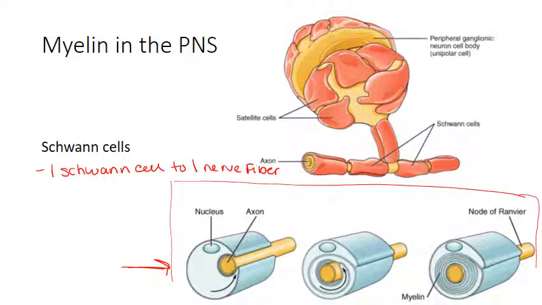But we do have multiple Schwann cells per nerve fiber. So this is one cell, this is one cell, this is one cell, this is one cell. This is all a single axon. But one Schwann cell is only going to be associated with one nerve fiber. They can wrap around up to 100 times, so we can get nice thick layers of myelin.